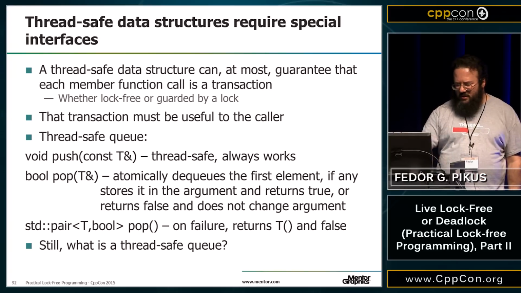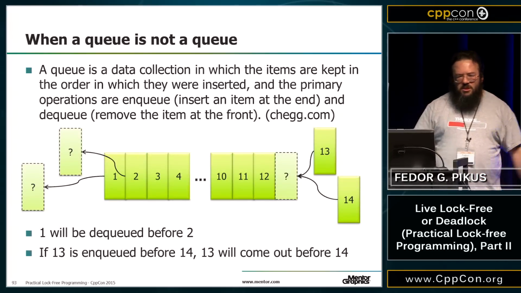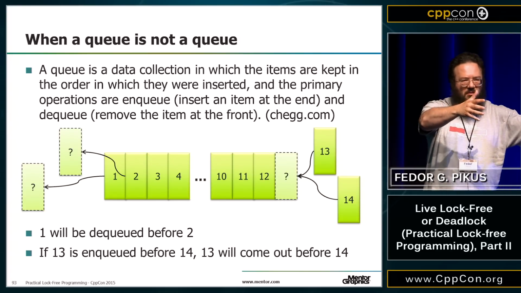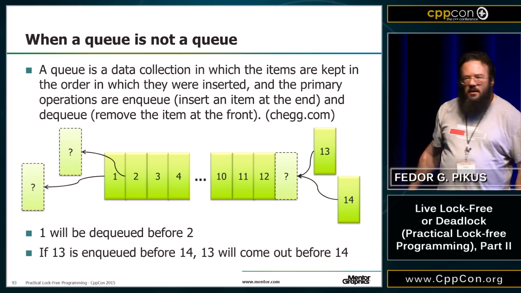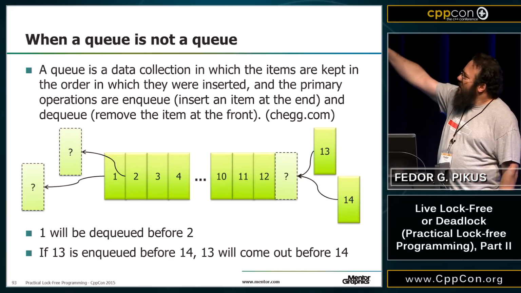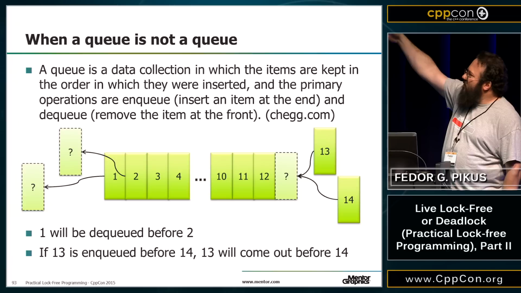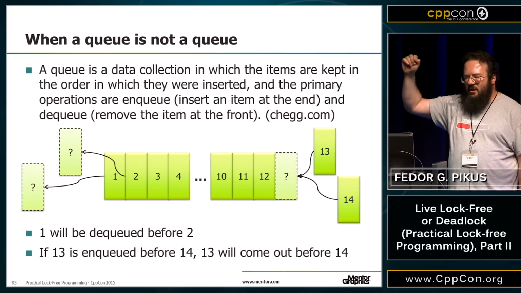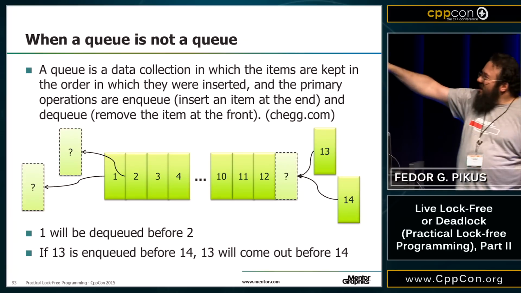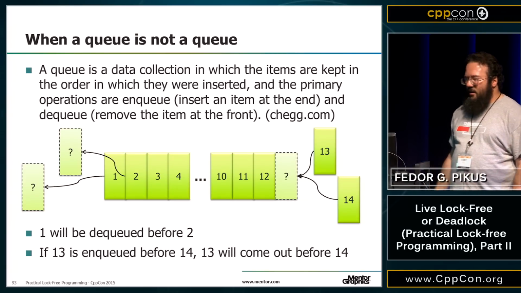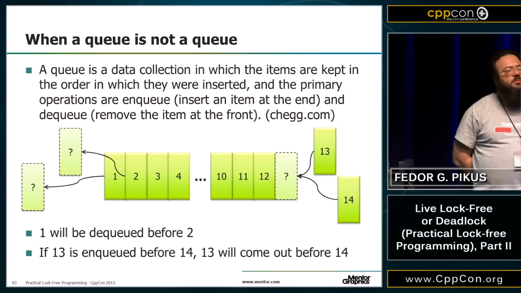Still, what's a thread-safe queue? What's a queue? Well, everybody knows what a queue is. First come in, first go out. Let's think of it for a moment in a multi-threaded context. Here's our queue. We have 2 elements coming in on 2 separate threads. We have 2 elements going out on 2 separate threads. Let's say that we actually do have an array like this inside, so we have 1 and 2. Will 1 be dequeued before 2?